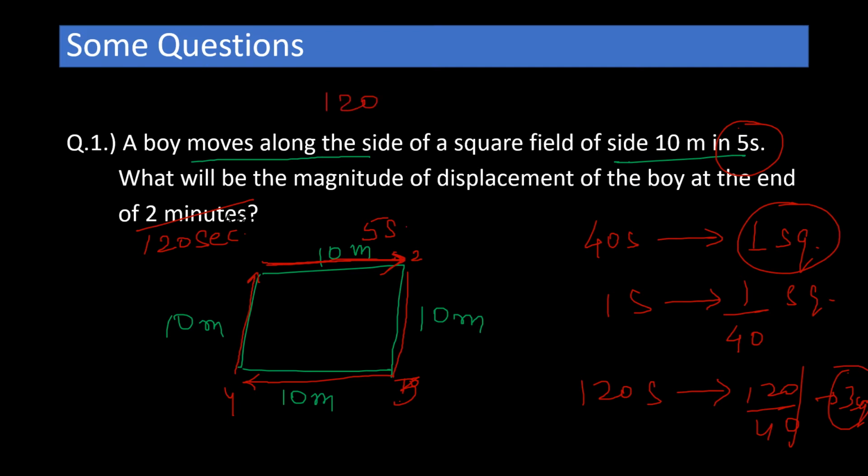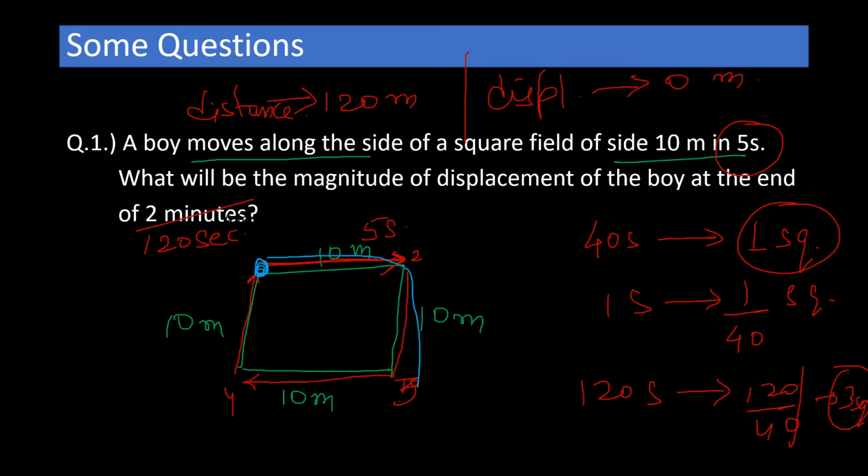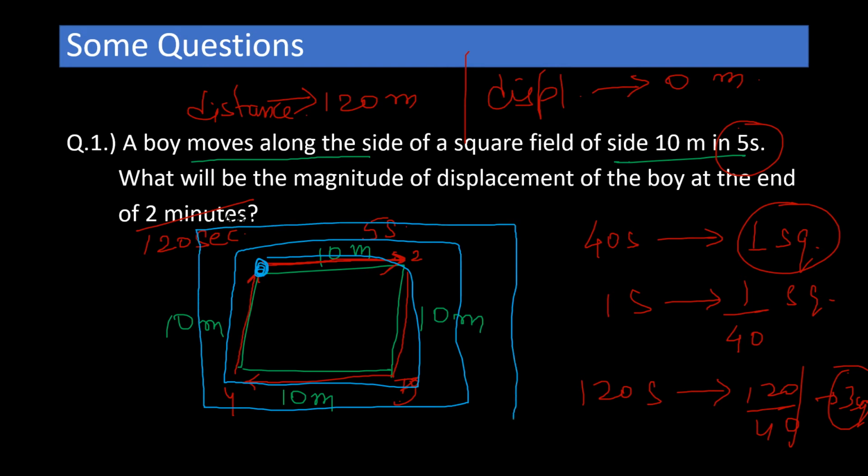That is 120 meters. That's distance. And if we talk about displacement, it's very simple, guys. Displacement is zero meter because the object is starting at this position and after covering the sides of the square 3 times it is returning back to this same point.